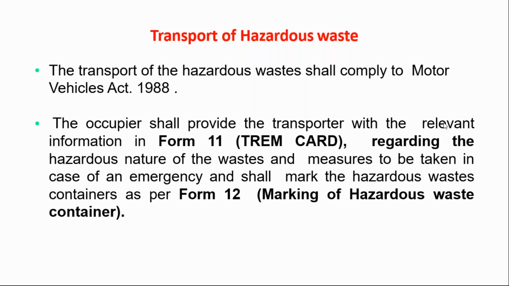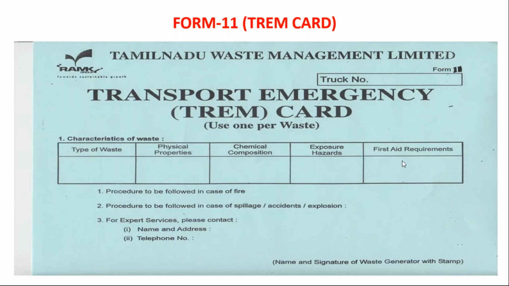So this is the example of this TREM card, which contains characteristics of waste, type of waste, physical properties, chemical composition, exposure hazards, first aid requirements. So in case of any accidents, you can go for this first aid requirement, which is clearly mentioned for that type of hazardous waste.